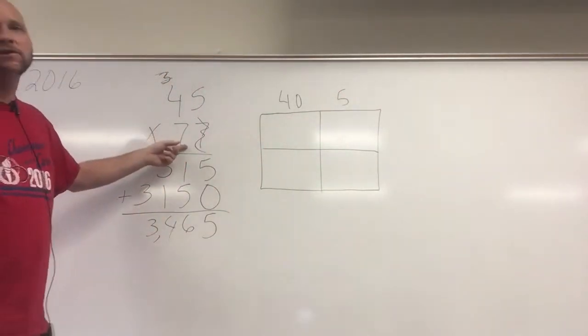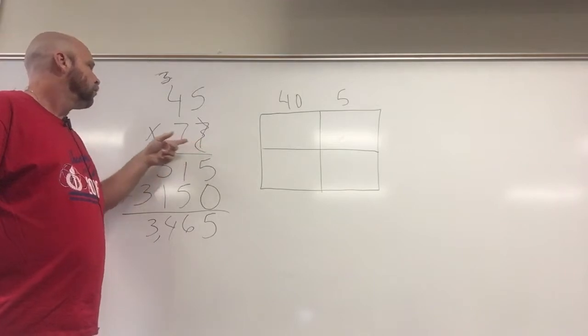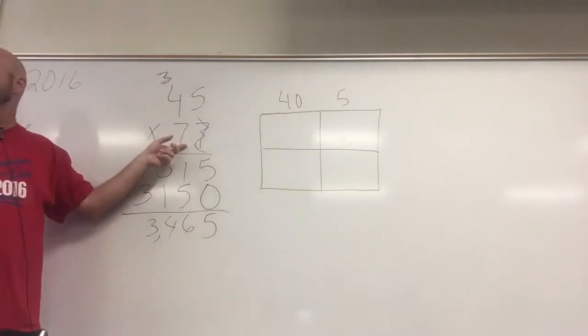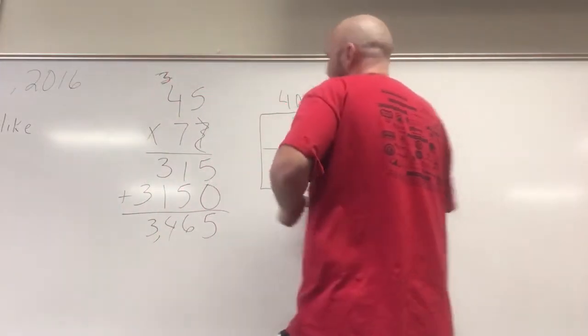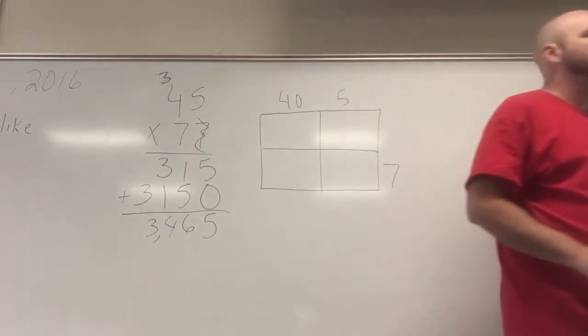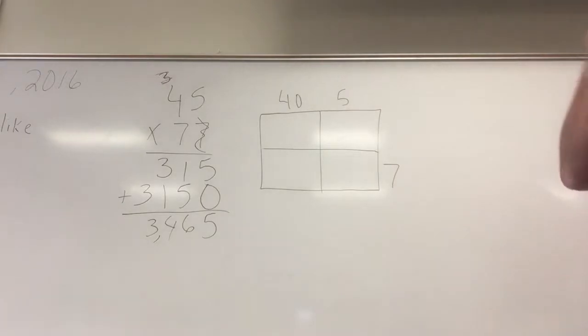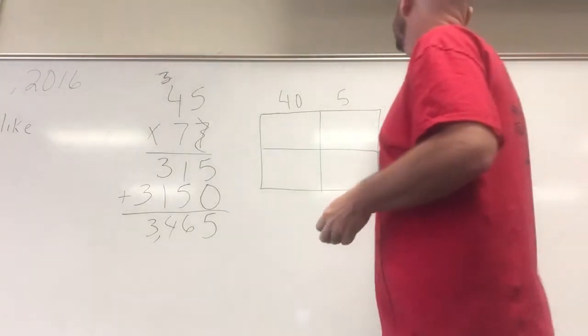Okay, our second factor is 77. What place value is this first 7? Ones. So I have a 7 here. What about the next 7? Tens. So it's worth 70.